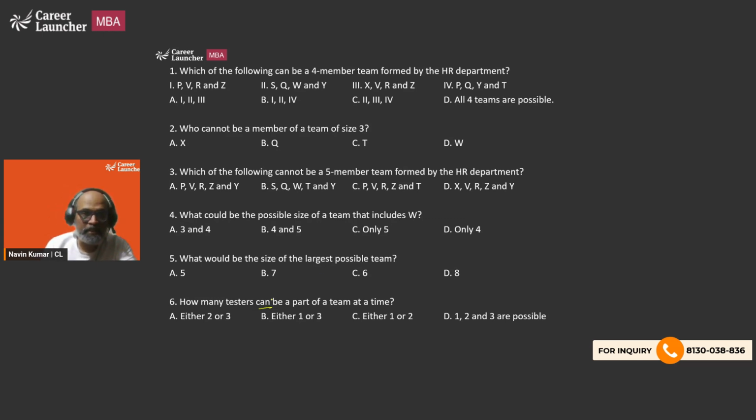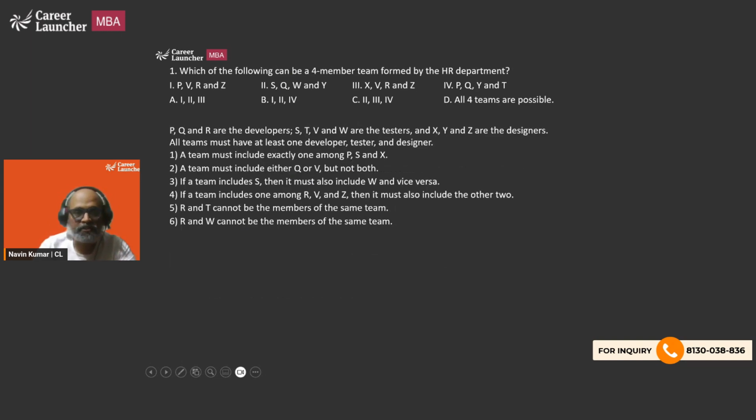So you can see that we use the word can here because it reflects possibility. There is only one question which talks about would, because it is asking us the maximum possible size of the team, which is going to be a definite one. So let's start with the first.